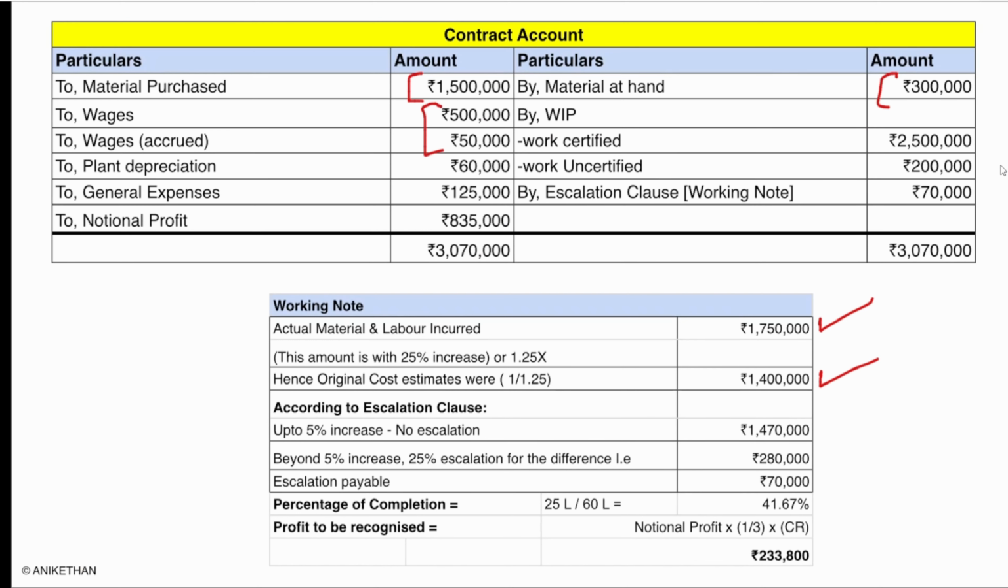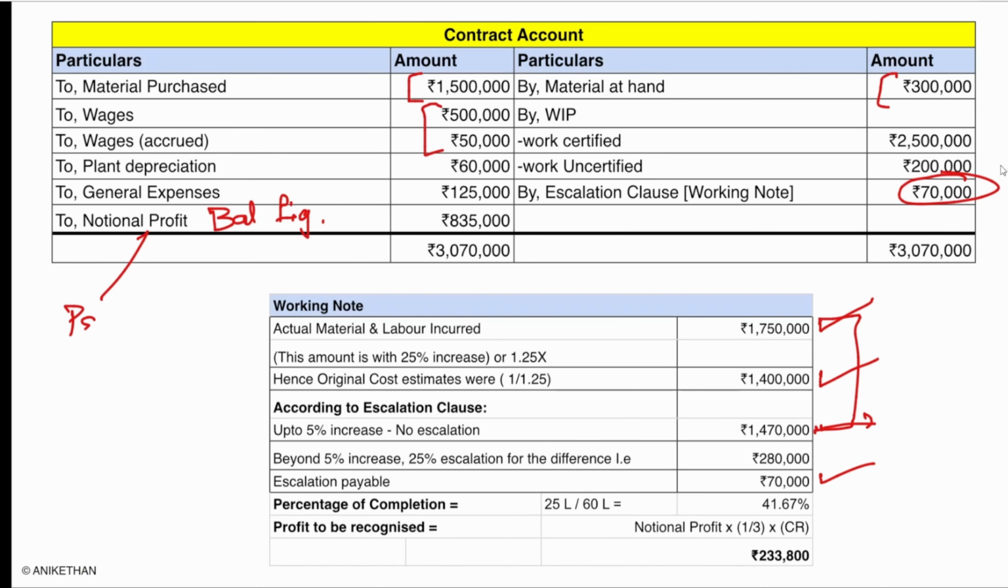What the escalation clause says: up to 5% increase, there is no escalation. So up to 14.7 lakh, I don't get anything. Beyond that, the difference, I get only 25% of that. So the difference between 1470 and 1750 is 2,80,000. Out of that, I get 25%, which is 70,000 as escalation, which I have taken on the credit side. So once everything is there, my notional profit is the balancing figure. So 8,35,000 I get as notional profit.